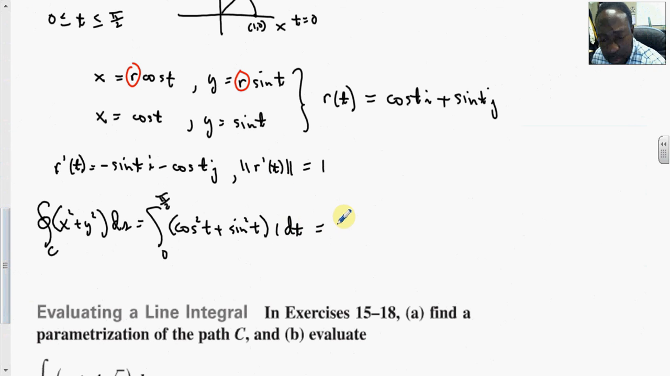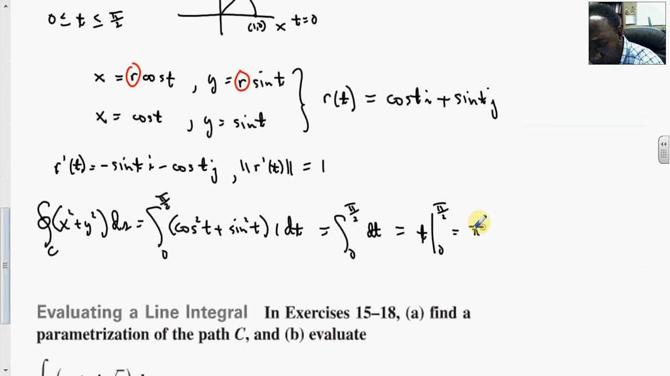Well, this is just the integral from 0 to pi over 2 of dt. You see that the answer is just pi over 2, right? This is t evaluated from 0 to pi over 2. And all we have left is just pi over 2.